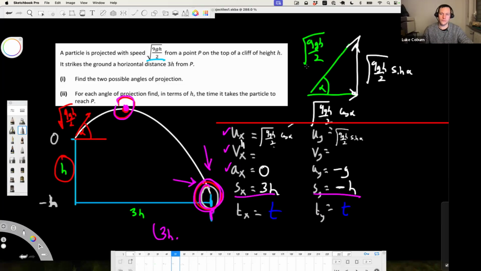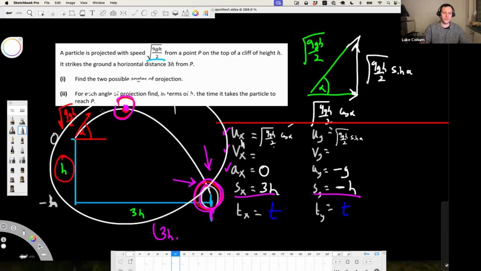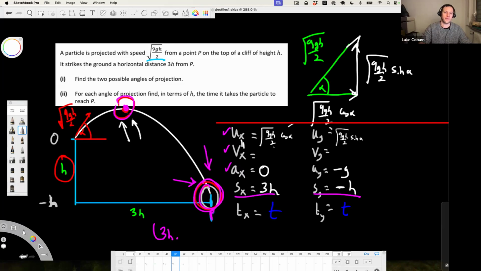Okay, so this is tricky, right? But let's look at why it's tricky. The first thing about it is we just made a diagram. We were told it's a cliff, it's projected at alpha. This has come up many times. These are already in our heads going to be points we take interest in, like the highest point, or when it hits the ground.